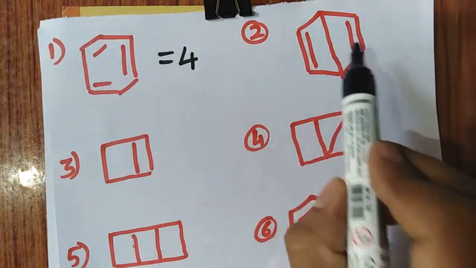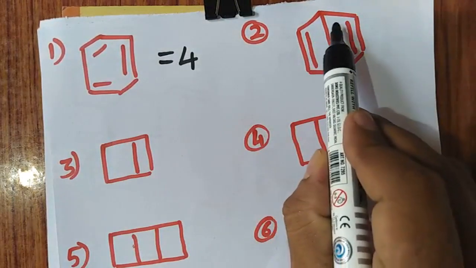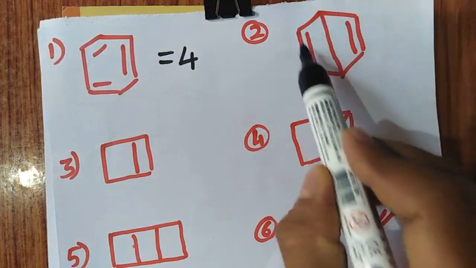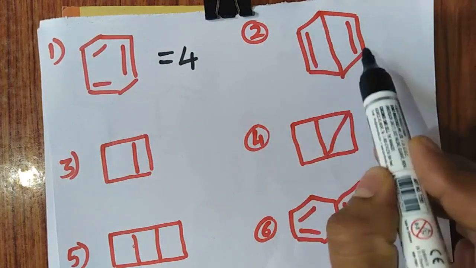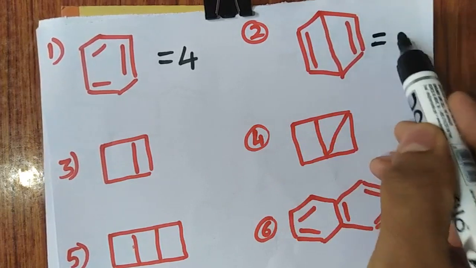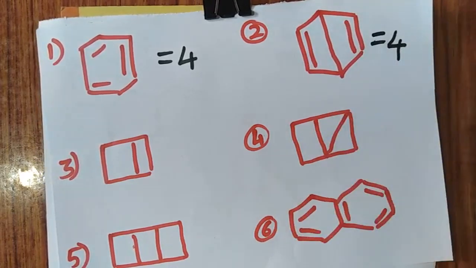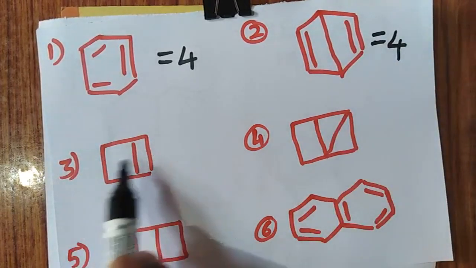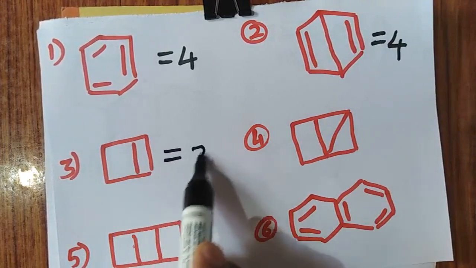Very simple. Here also you can see, how many rings are there? This is 1 ring and this is 1 ring. So there are 2 rings plus 2 double bonds. Hence this is also equal to how many? 4. Fine, here 1 ring is there and 1 double bond, which is equal to 2.